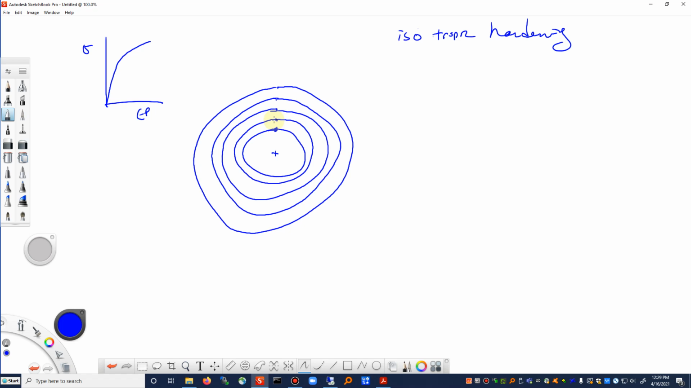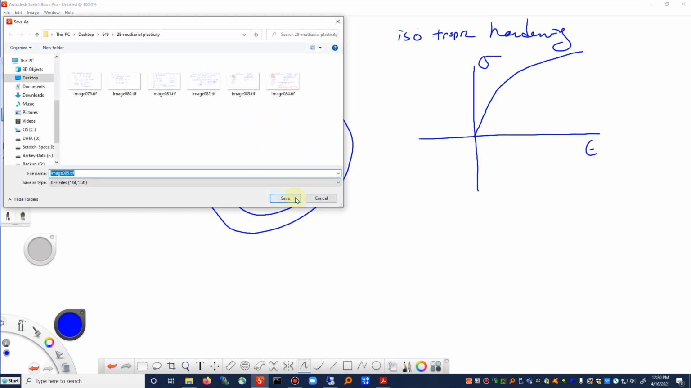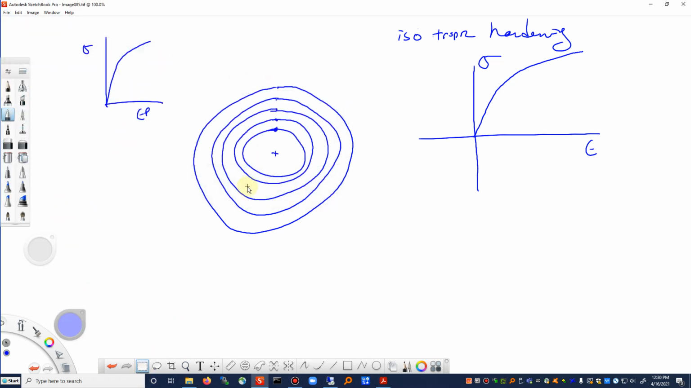We can find a nice response on the initial loading path of our stress strain response. In Abaqus, if you use that, it's actually a very nice smooth response. It has a nice curvy feature to it. The issue with isotropic hardening, save this page, is that since the yield surface gets bigger, it's not going to contract. It's not going to get smaller.